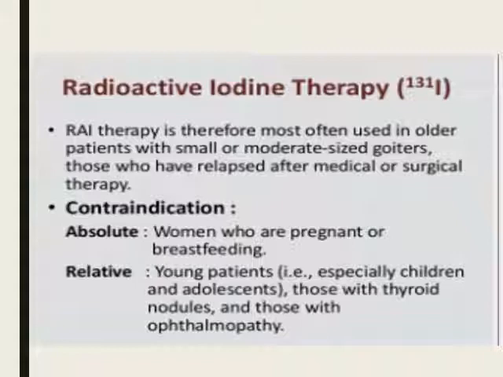Contraindications are absolute and relative. Absolute contraindications are in women who are pregnant or breastfeeding. Relative contraindications are young patients, especially children, and elderly patients, those with thyroid nodules, and those with ophthalmopathy.